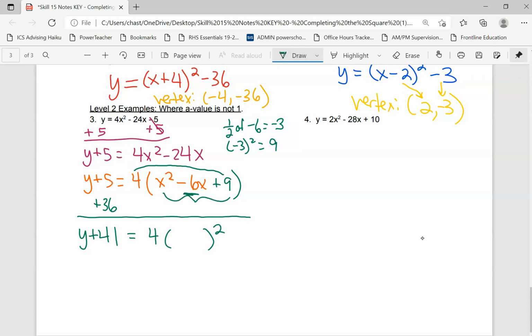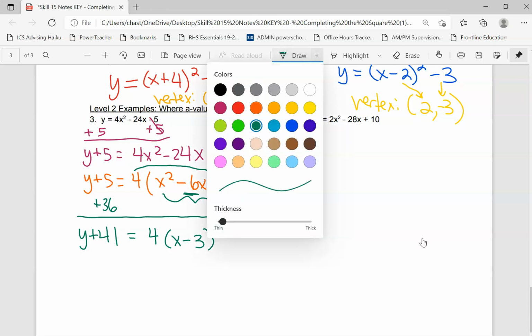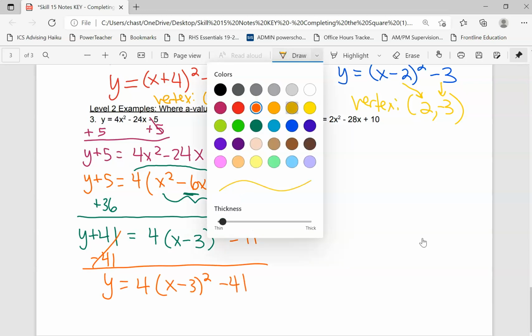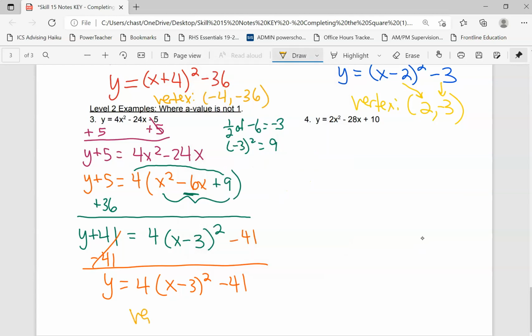And now I can write this part as a perfect square. Half of -6 was our -3. Squaring that gave me the 9. So now we have this. Then the last step is to subtract 41. And we get y equals 4 parentheses x minus 3 squared minus 41. And we can write the vertex of, so we use the opposite of that and the same as the -41. Okay.